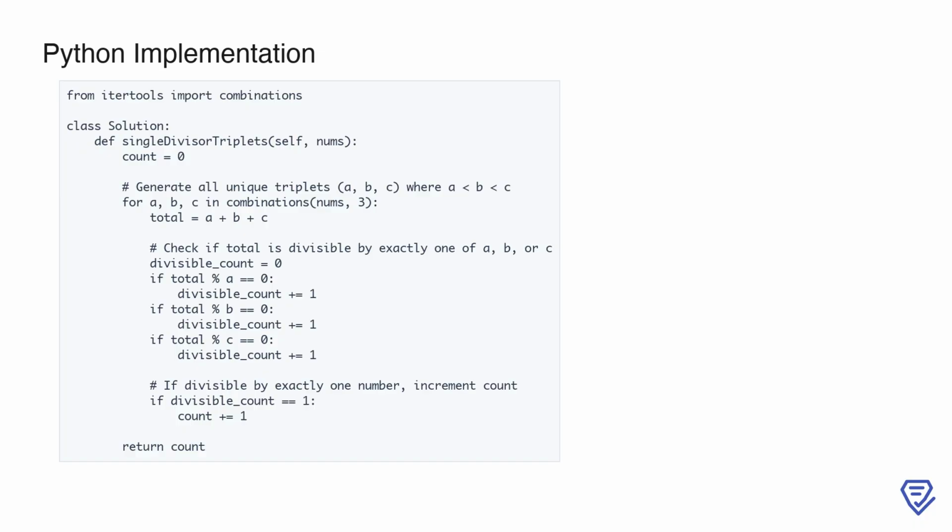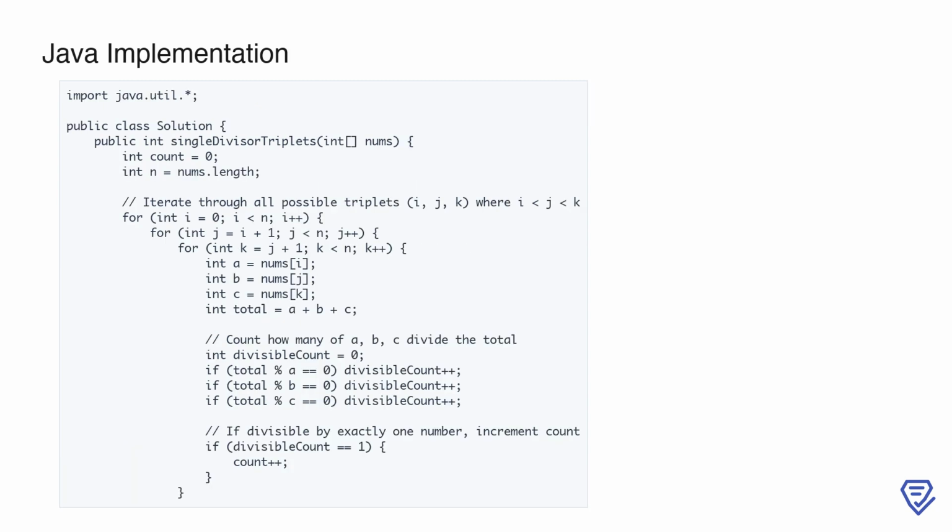Here, we begin with the Java implementation of the solution by importing the necessary utilities and defining our class, Solution. Inside it, we declare the method singleDivisorTriplets, which takes an integer array nums as input and returns the count of triplets meeting the problem's criteria. We initialize a variable count to 0, which will store our result, and n to store the length of the array for convenience. Next, we use 3 nested loops to iterate through all possible triplets in the array with indices i, j, and k, ensuring the condition i < j < k is met.